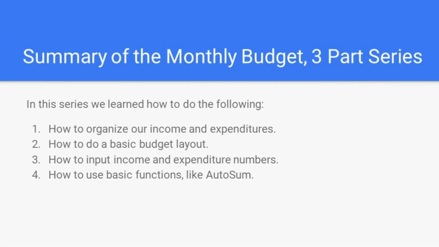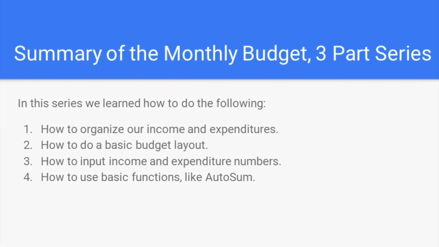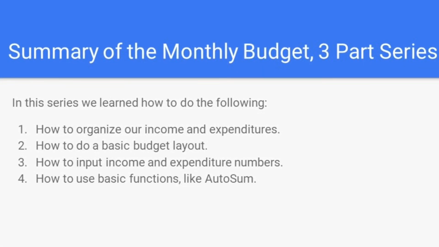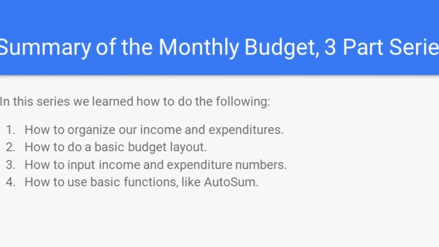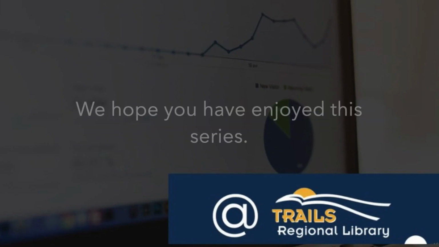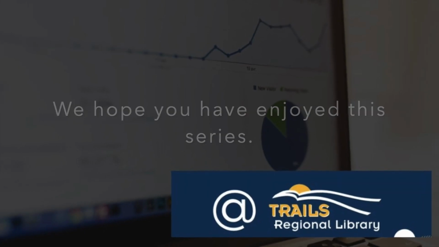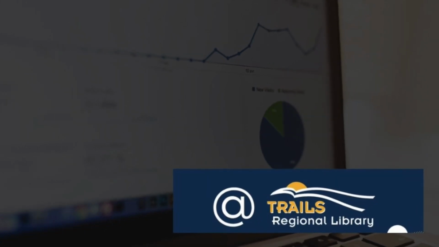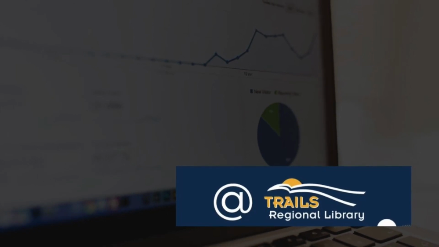Now let's summarize what we've learned in this series. In this series, we have learned to do the following: organize our income and expenditures, how to do a basic budget layout, how to input income and expenditure numbers, and how to use basic functions like AutoSum. We hope you have enjoyed this 3-part series on the fundamentals of creating a monthly budget, creating a digital budget, and finalizing a digital monthly budget.